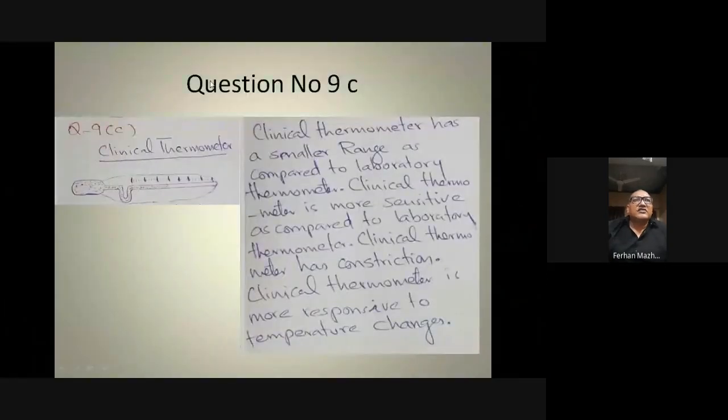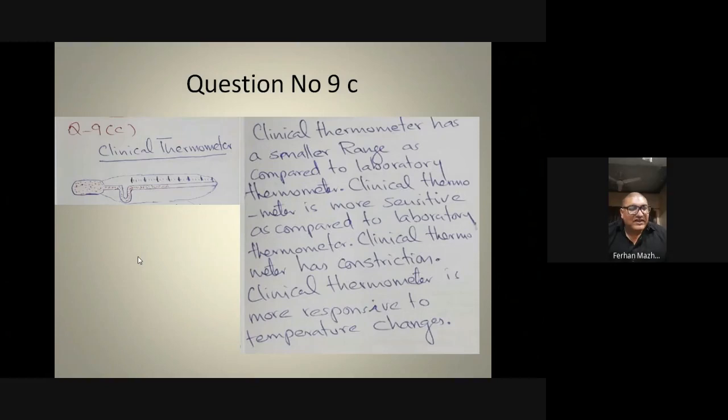So for the clinical thermometer, you can see here I have shown there is a bend. This bend is called constriction. Clinical thermometer has a smaller range. Its range is very small as compared to the laboratory thermometer. Clinical thermometer is more sensitive as compared to the laboratory thermometer. It has constriction and is more responsive to temperature changes.